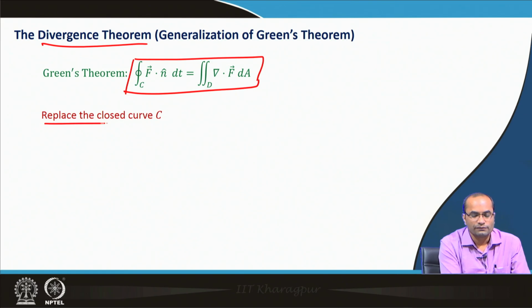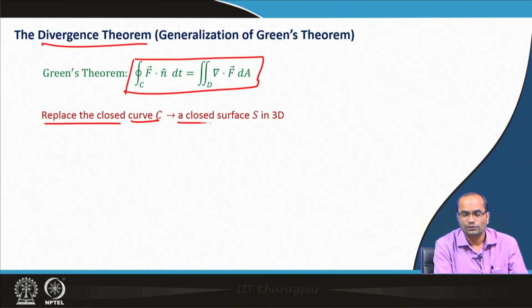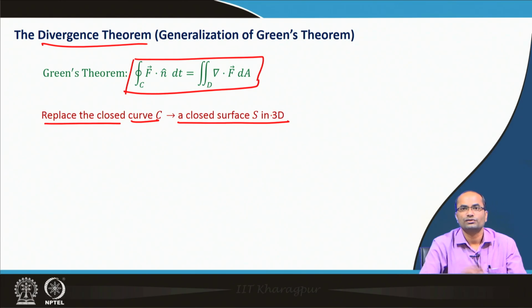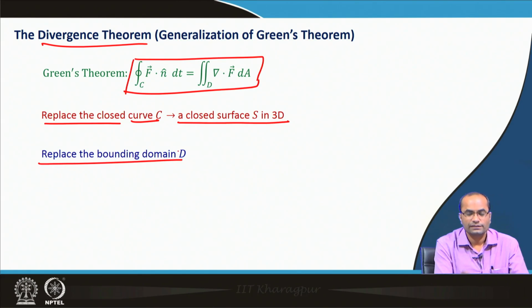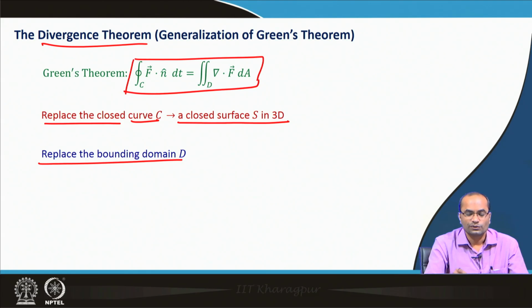So what we can do for the generalization is replace this closed curve by a surface. We are going from 2 dimensions into 3 dimensions. In 2 dimensions we have the curve, and now we are talking about a surface. So a closed surface S will be replaced in 3 dimensions. The surface is closed, and since there is a closed surface, there is a bounded region in 3 dimensions. That is the bounding volume we are mentioning here.